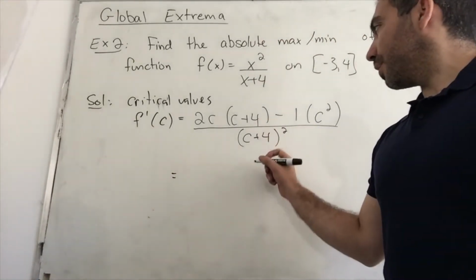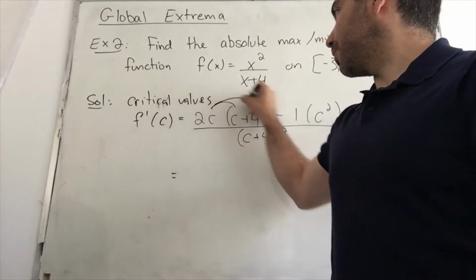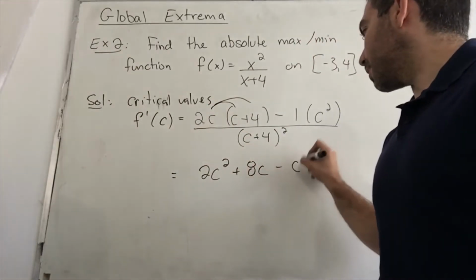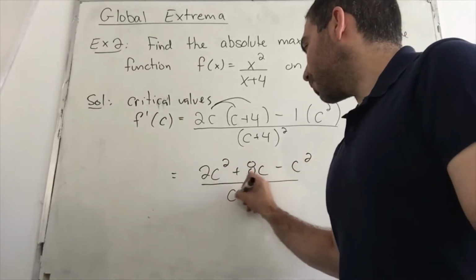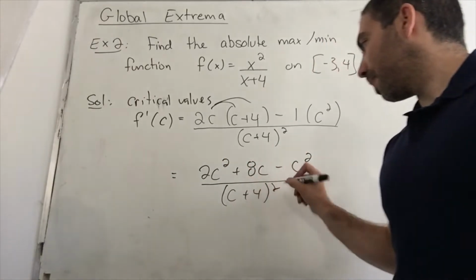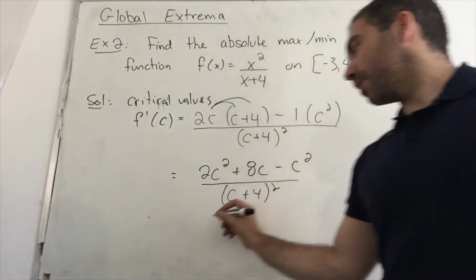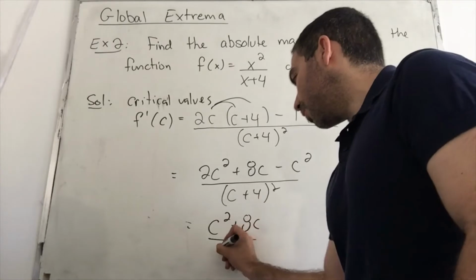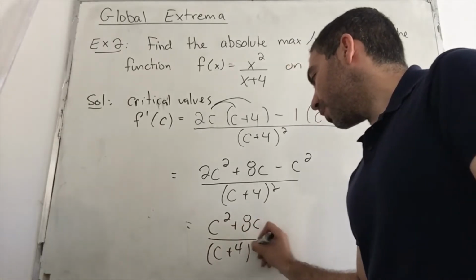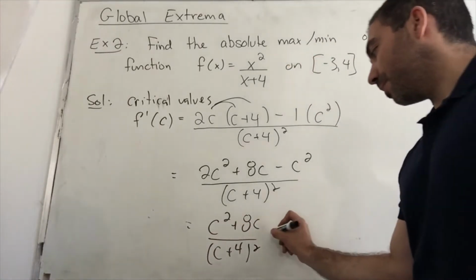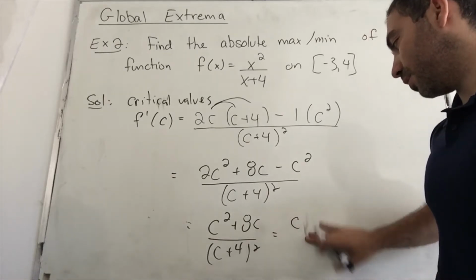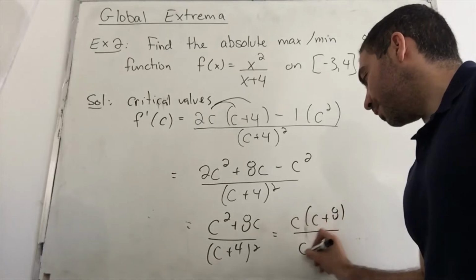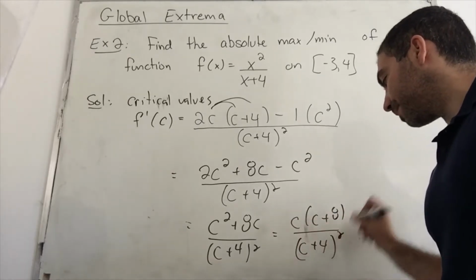So what we get here is, I'm going to distribute the 2c, giving me 2c squared plus 8c minus c squared over c plus 4, all that squared. And 2c squared minus c squared is c squared plus 8c over c plus 4 squared. Now what we can do is factor out a c on top, giving us c times c plus 8 over c plus 4, all that squared.